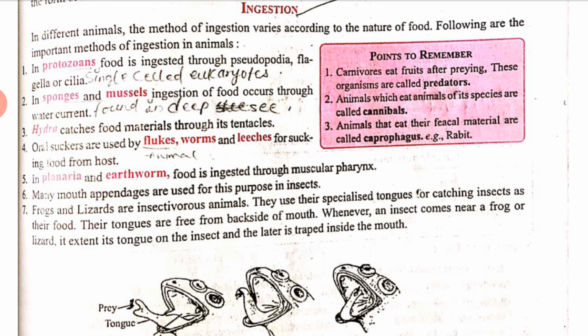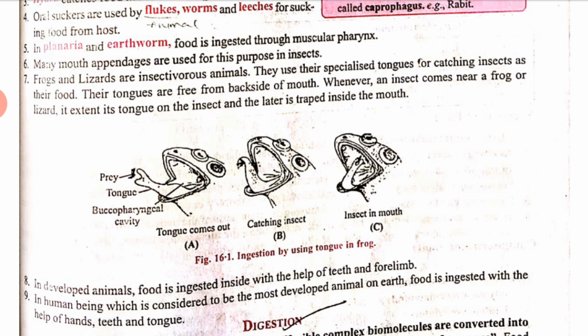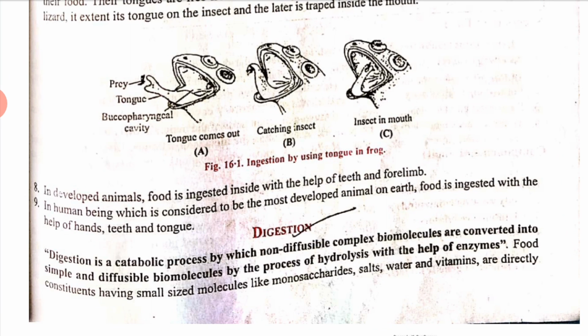Now I will tell you about frog and lizard. Have you seen these insectivorous animals? They have a tongue, as you can see in the picture of ingestion using the tongue in a frog. In the same way a lizard also does the process: with the help of the tongue they catch the insect and take it inside. Now, when we talk about human beings, who are considered the most developed animal on the earth, food is ingested with the help of hands, teeth and tongue. So this is about ingestion.